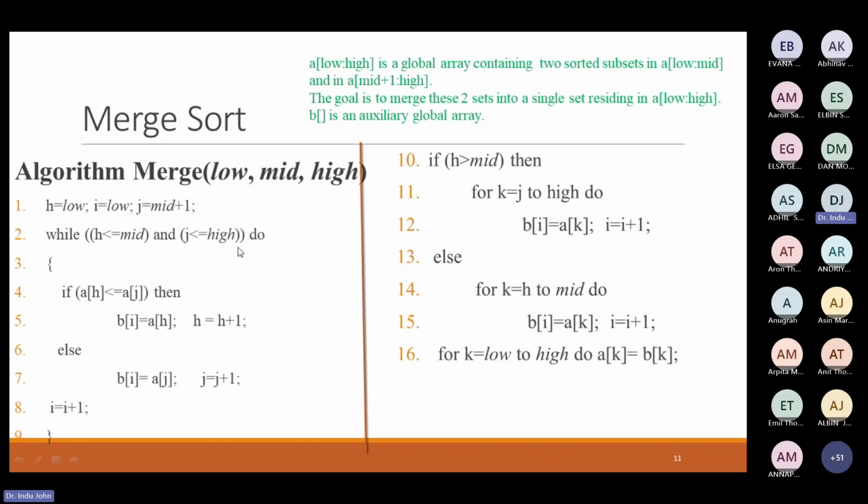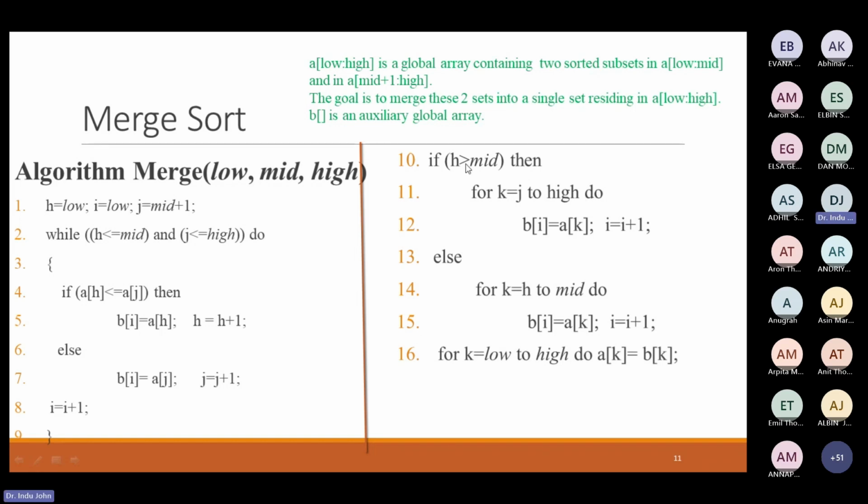Or like till you do not reach the end of either array. Yeah, once you reach the end of any of these arrays, left one or the right one, you will exit out of this loop. And then again, what you need to do is, whichever half is not yet completed, you just need to copy it into the array B. So that is done in steps starting from 10 to 15.